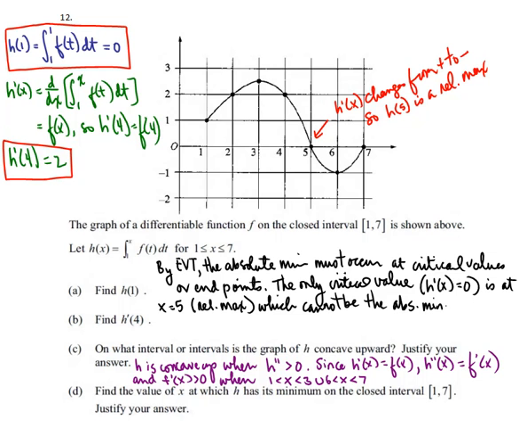Now since it cannot be at the critical value, it has to be at the endpoints, and h of 1 is equal to 0, and h of 7 is greater than 0 because the area accumulated from 1 to 5 is greater than the area that is subtracted from 5 to 7. So that means if we're starting at 0, at 7 we have some positive area left over. So therefore the absolute minimum must be at x equals 1. So that is the x value at which h has its minimum on the closed interval from 1 to 7.